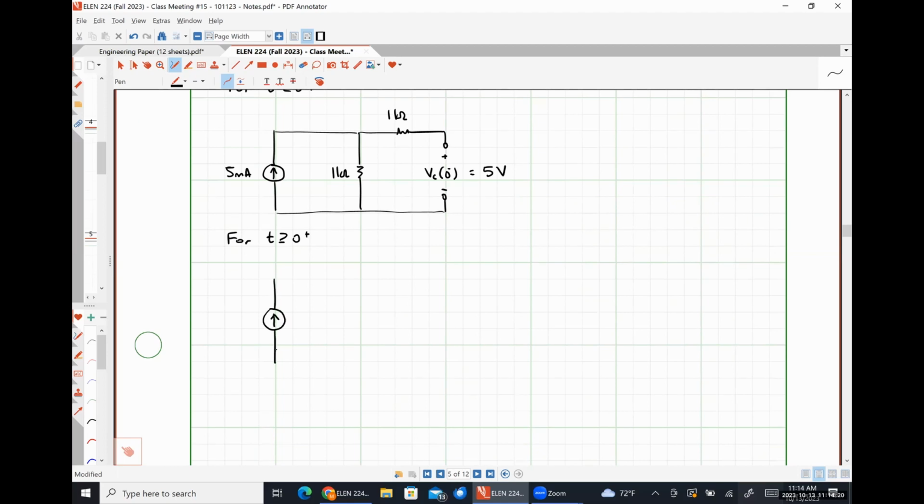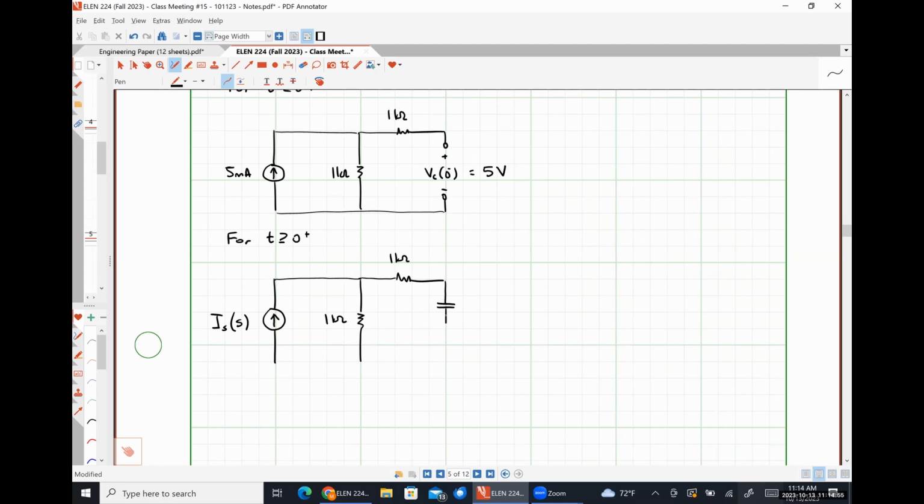we're going to have some current. I'm just going to call this IS as a function of S in the S domain, and we'll figure out what that is in a moment. Here's my 1 kilo ohm resistor. Here's my second 1 kilo ohm resistor. Here's my capacitor. And since my capacitor has an initial condition on it, I need to include something, right?